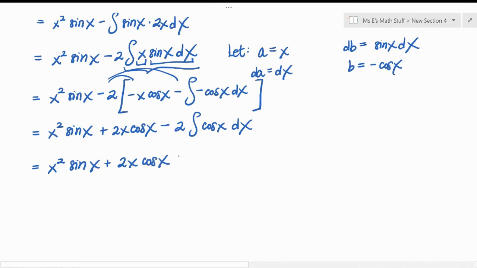Okay, and now we're finally to the point where this is kind of a basic rule. So what would you take the derivative of to get cosine? The answer is sine. Now that I'm all done with integrals, I'm going to remember to put plus c, and then we're good.